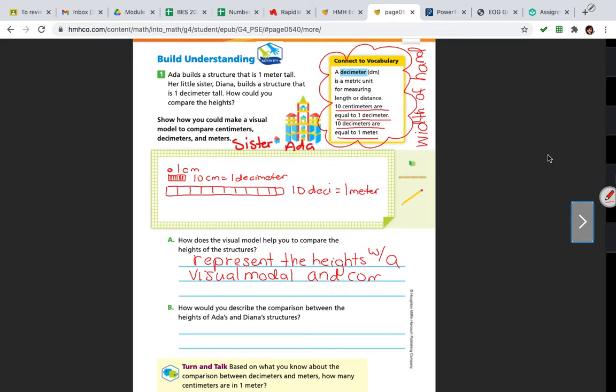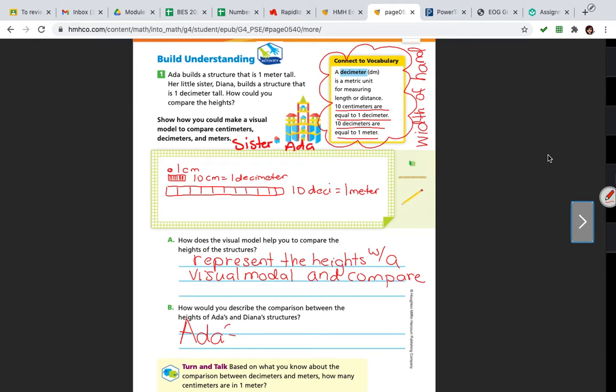We want to compare. So we'll compare the difference between 1 decimeter, which will be 10 centimeters. A decimeter is about the width of your hand, compared to 1 meter. A meter is 100 centimeters, so 1 meter is 10 times more than a decimeter. So how would you describe the comparison between heights of Ada's and Diane's structure? Diane was Ada's little sister. So we can say that Ada's structure is 10 times higher.